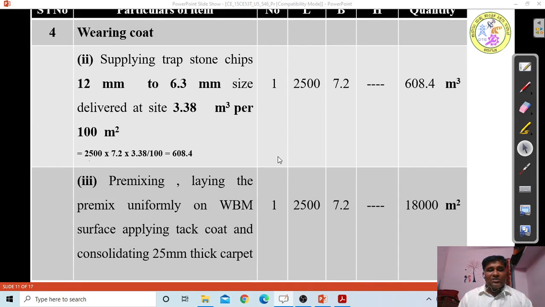After this, both materials, that is 80 by 100 bitumen and 12 to 6.3 mm aggregates, are mixed at these rates in a mixer machine or in a plant, and applied onto the top surface. It will be laid and compacted. So this is the labor portion. It will be measured in square meters. That is premixing and laying, which is the labor part. So it will be 18,000 square meters. So these are the different items in this road and those are the quantities estimated.